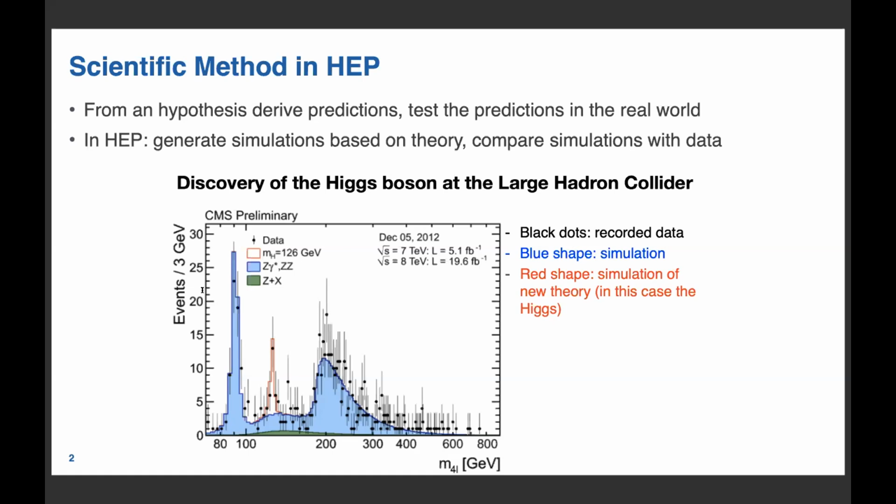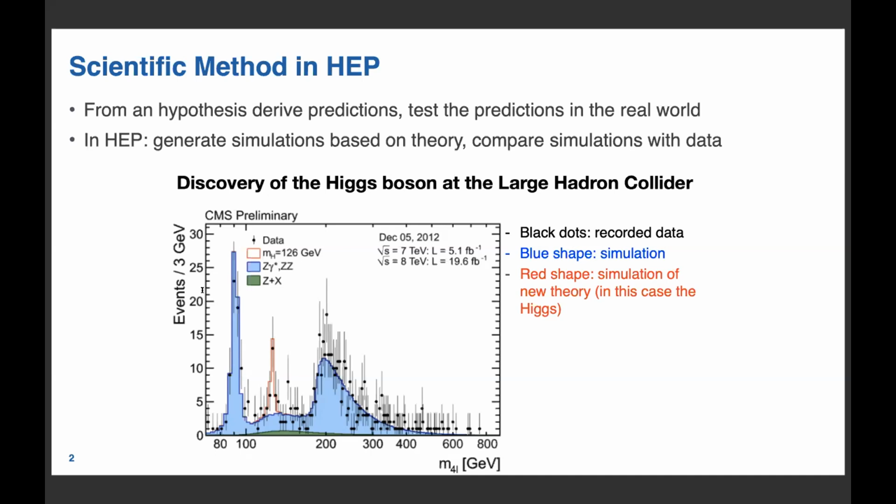That's great. So as I was saying, as everyone in science, at the end of the day, what we want to do is compare predictions that derive from hypotheses and test them in the real world. We do that in high energy physics by comparing simulation based on theories with data that we're able to collect from our devices. And this is a plot from the 2012 discovery of the Higgs boson, where you can see exactly that. So this is a clear visualization of how the scientific method is applied.